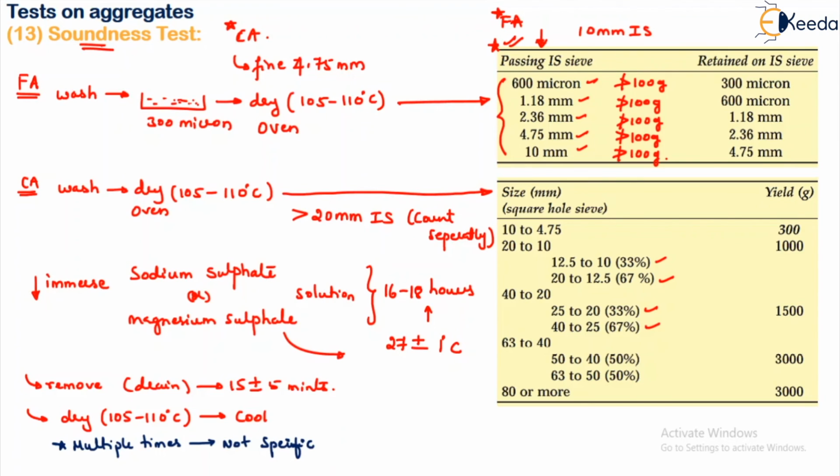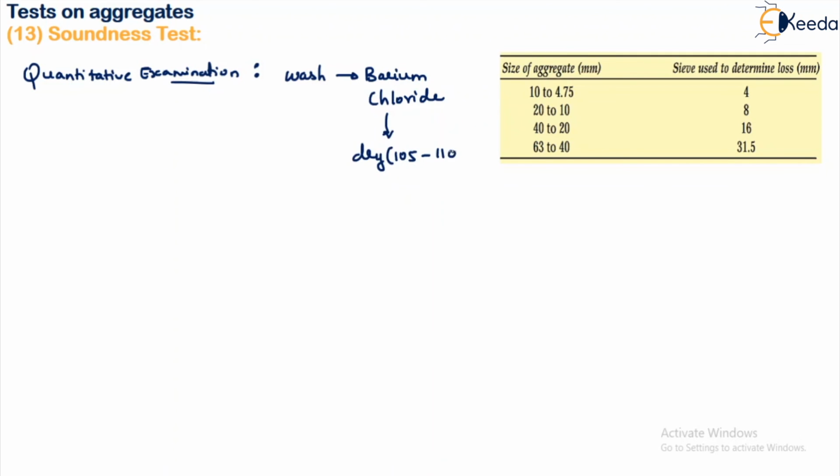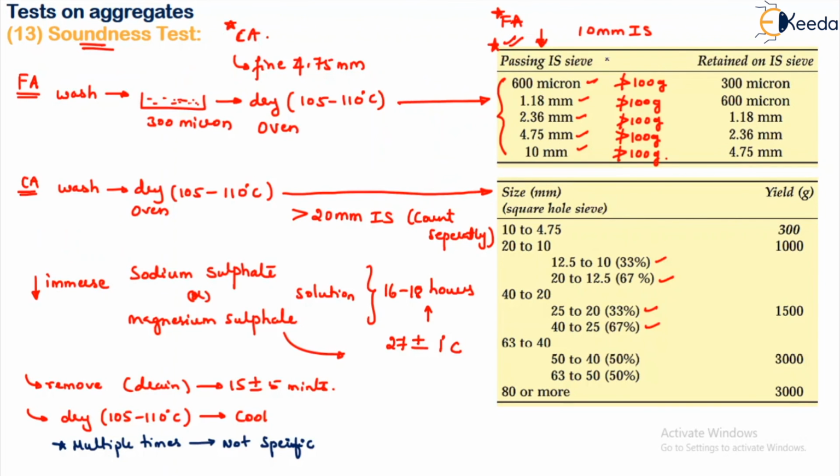Okay, then once we completely finish it, the sample will be examined for quantitative and qualitative examination. Right. Now, suppose you are going for a quantitative examination. What we do here is, after the completion of the final cycle, the sample will be cooled and washed thoroughly so that all the sodium sulfate or magnesium sulfate is removed. Generally, we do the washing with the help of barium chloride, because this will eliminate all the sulfate solution. Right, then we again dry it in the oven and weigh them. If you are going for fine aggregates, we will weigh them through the same set of sieves which we have in this particular table.